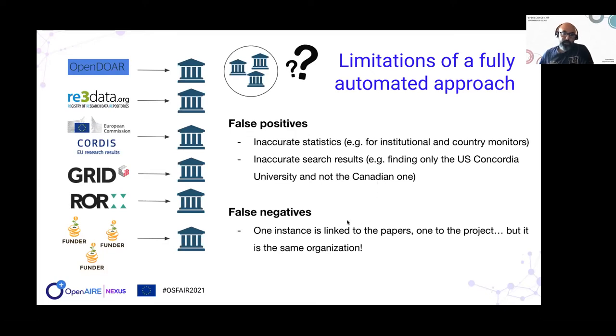The same for false positives. For example, one instance of a certain organization would be linked to a set of papers, another one to the project, but in the end, it's the same organization. Or the affiliated papers would be scattered across the different instances. So we had strong limitations.